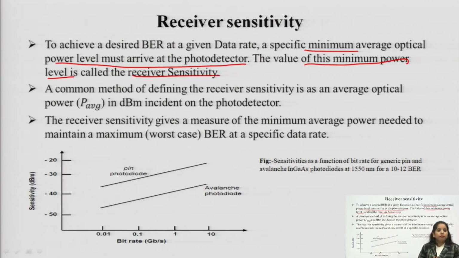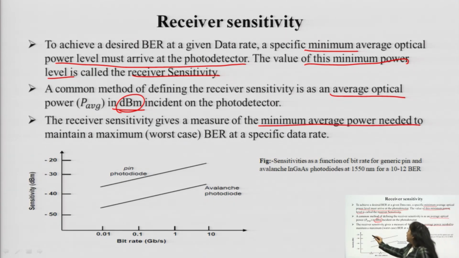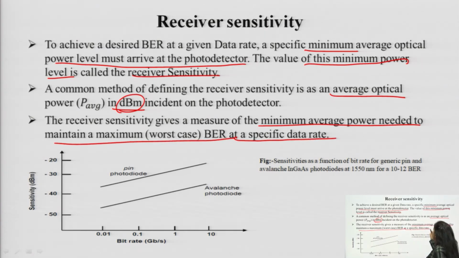So, you do not have to remember this definition word for word, but the sensitivity definition is the same as for any other device: the minimum optical power level that must arrive at the photodetector to achieve a desired BER, that is our sensitivity. A common method of defining receiver sensitivity is the average optical power in dBm, because the power we get at the photodetector input is very low. The receiver sensitivity gives a measure of the minimum average power needed to maintain the BER at a specific data rate.